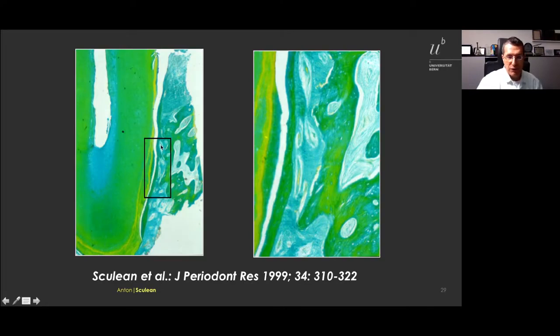And if I magnify this area and look at it at a high magnification, what I can see is cementum, periodontal ligament and bone on this root surface, on this defect, indicating true periodontal regeneration.